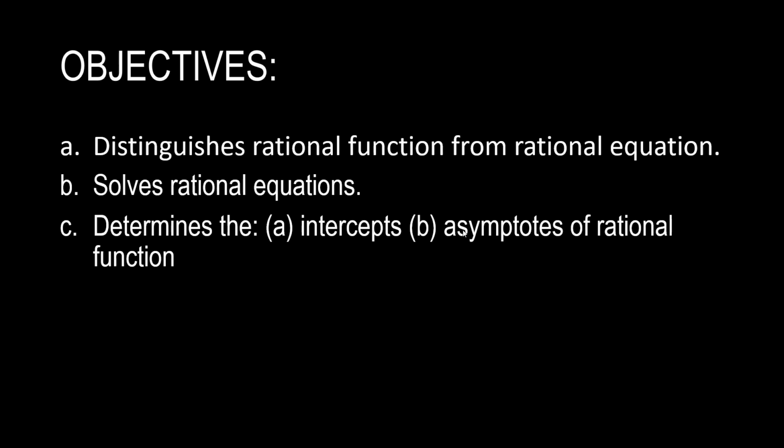Third one is we're going to determine the intercepts, the x and y intercepts, and determine the asymptotes of rational functions. So these are the vertical asymptotes, horizontal asymptotes, or oblique or slant asymptote. Again, vertical asymptote, horizontal asymptote, oblique or slant asymptotes.